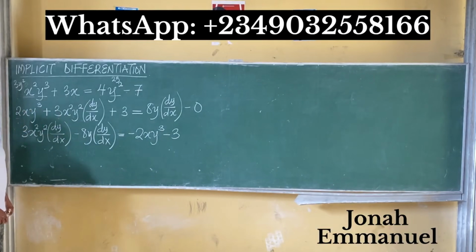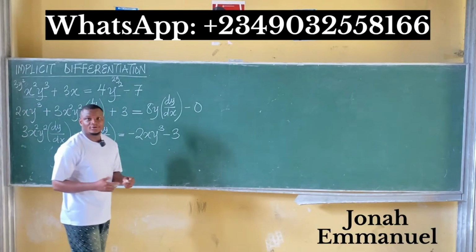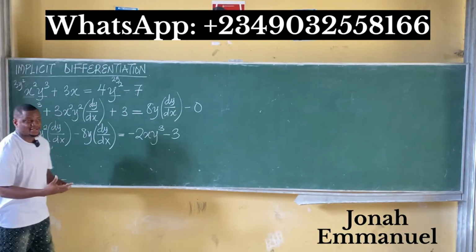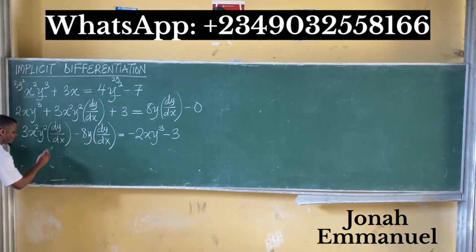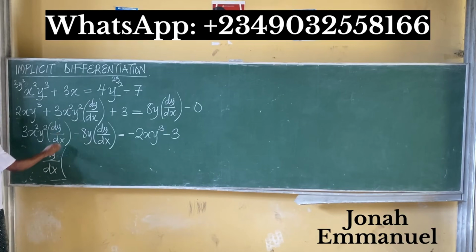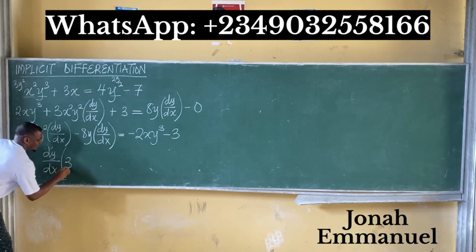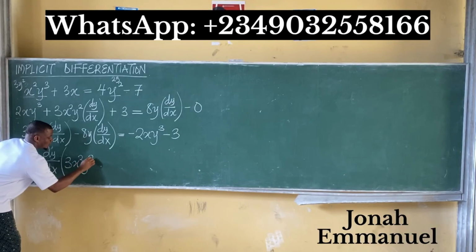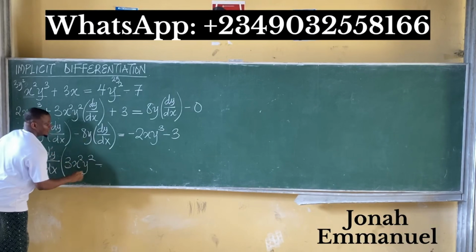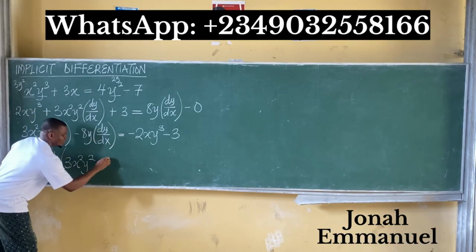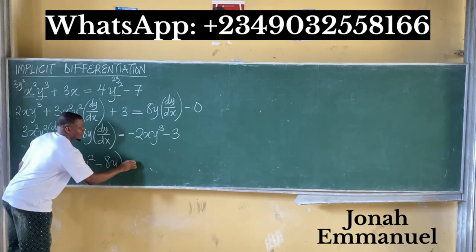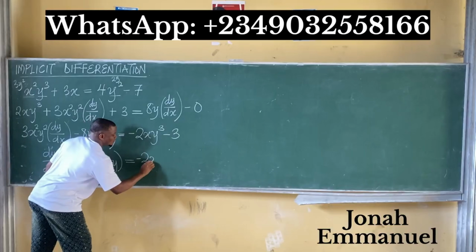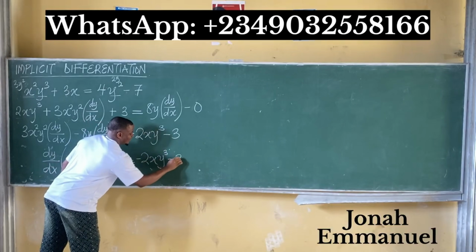What next? Next task, we want to make dy dx stand alone. So you're going to be factorizing dy dx. By factorizing, I mean bring out dy dx. Please watch this. You're having this attached to dy dx. If I take out dy dx here, what do you have here? 3x squared y squared. The sign here is negative. Take out dy dx here. What do you have here? 8y. It's equal to, what do you have here? Minus 2xy cubed minus 3.